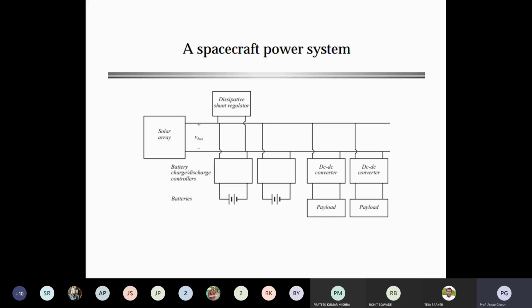Then the spacecraft power supply. In the case of a spacecraft power supply, you are using renewables as input. Which types of renewables do you normally use? Normally we are using three types. One is called fuel cell, which is normally used in spacecraft. Another one is the battery pack, and the most important is your solar array.